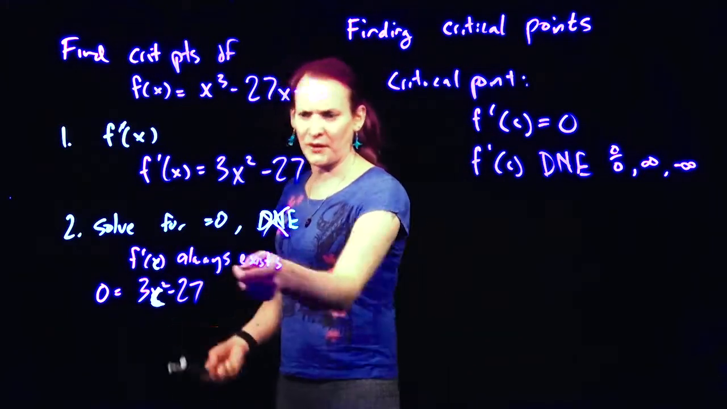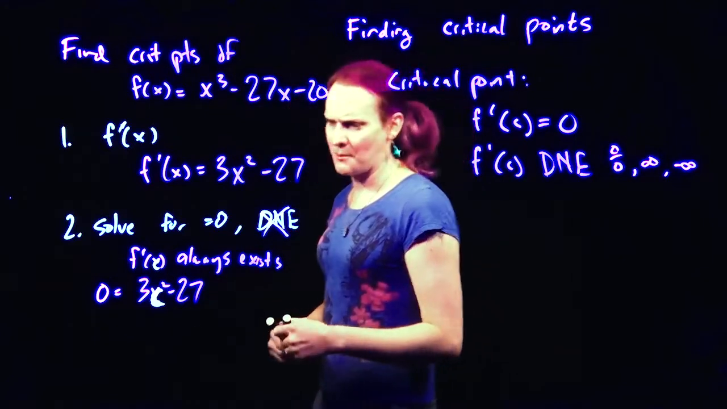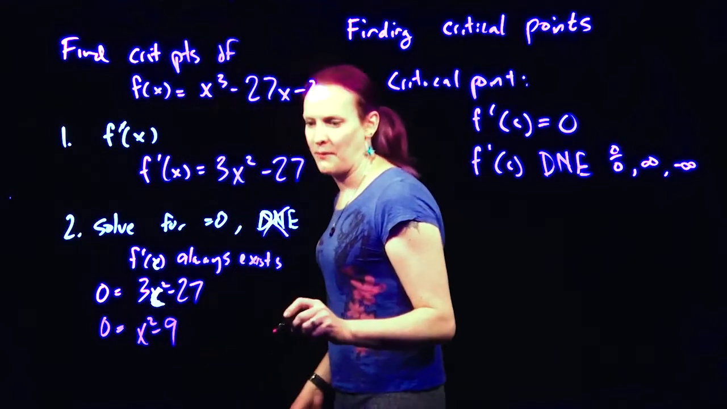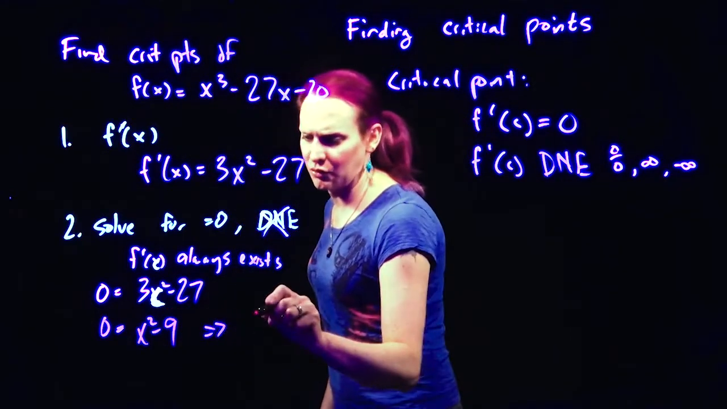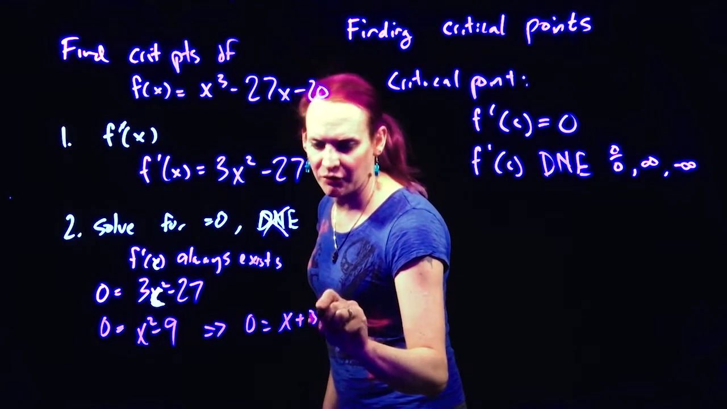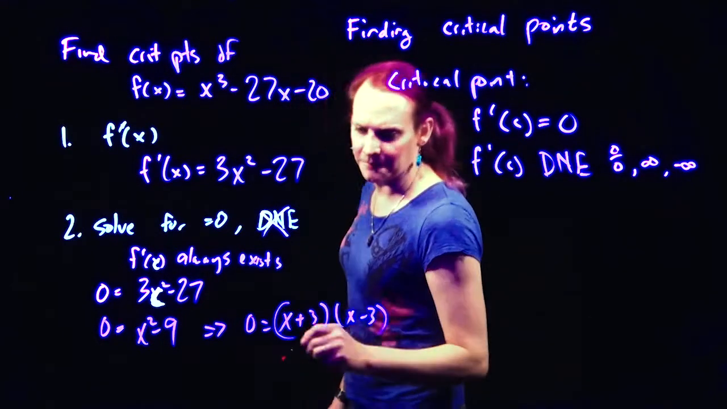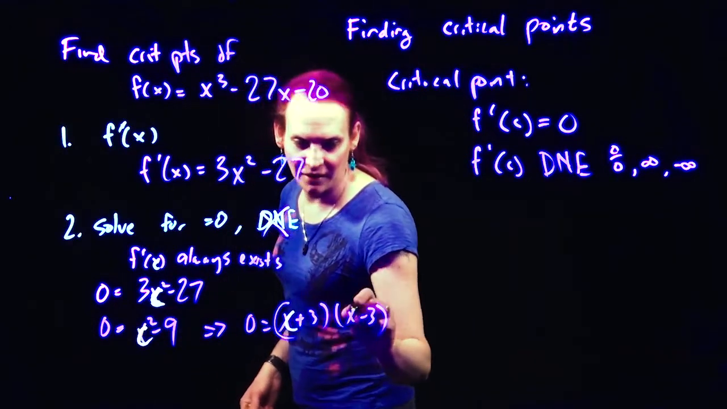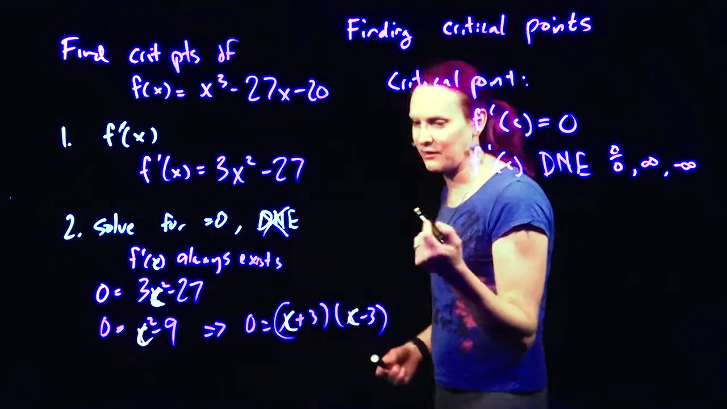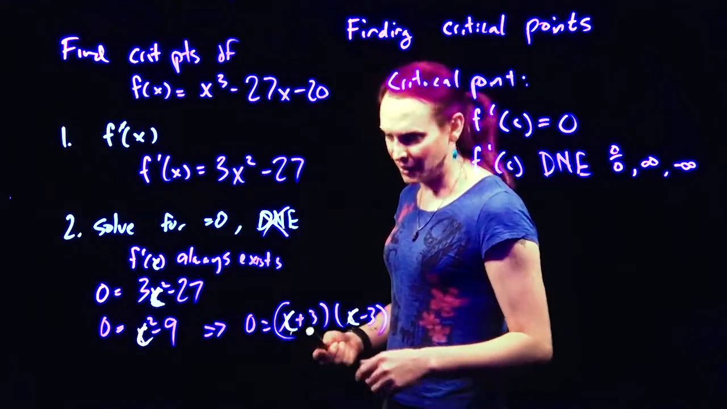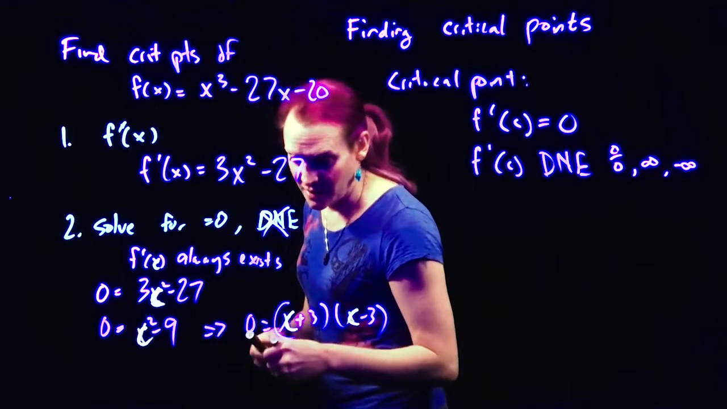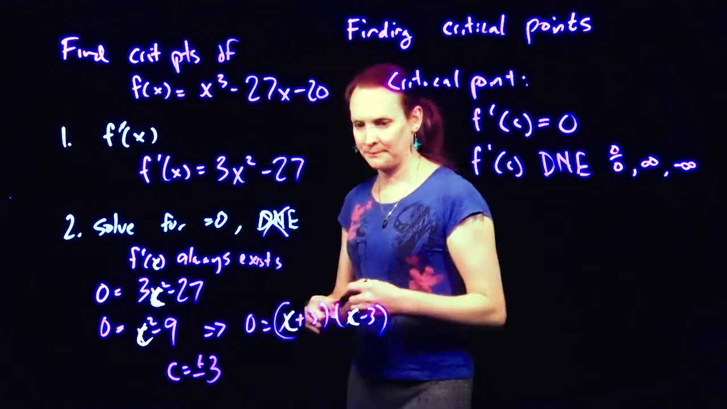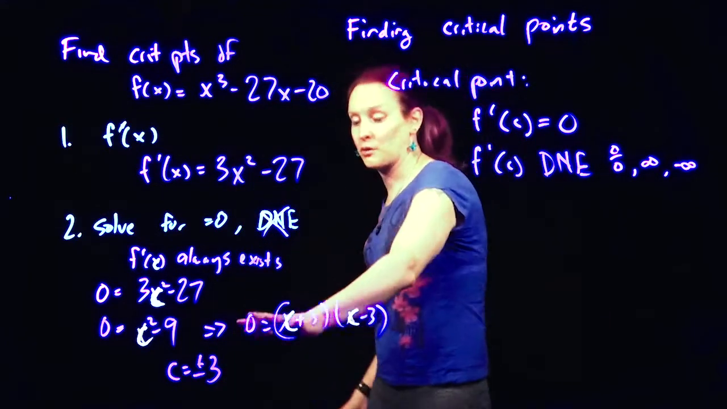Okay. So the first thing I'm going to do is divide by 3 on both sides, and so I'll have 0 equals x squared minus 9. That factors into 0 equals x plus 3 times x minus 3. Whoops, c. I'm just so used to writing x's. Okay, which means that I have two critical values. I conclude that I have c equals positive and negative 3. Okay, so those are my critical values.